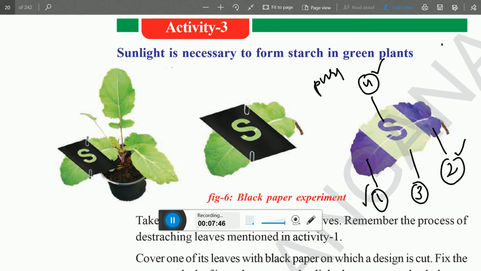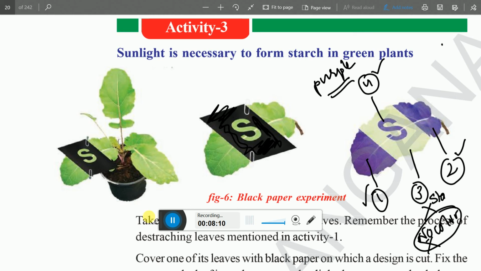That means by this activity we can say that sunlight is essential for every green plant to perform photosynthesis to form starch, which is a food material. Every time we will say starch. What does it mean? It is a food material for green plants. So it is not formed when sunlight is not present. So sunlight is essential for photosynthesis.